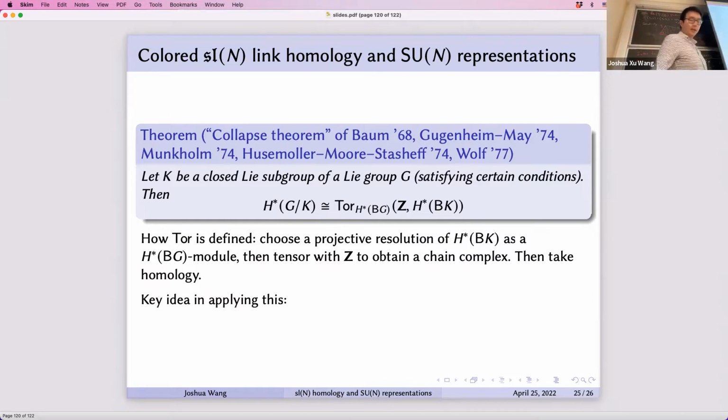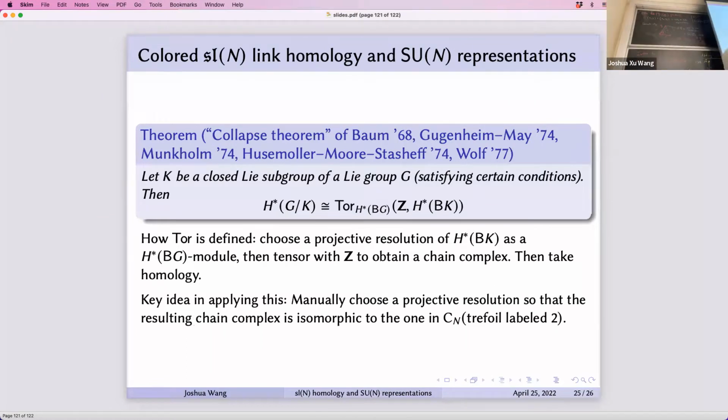And the key idea in applying this to showing that the complex arising in colored Khovanov-Rosansky homology matches the cohomology of that homogeneous space is that you manually choose a particular projective resolution of the cohomology of BK in this scenario, so that once you tensor it with Z, you literally get the chain complex arising in Khovanov-Rosansky. So that then the cohomologies match up, even though you haven't calculated what the cohomologies are.